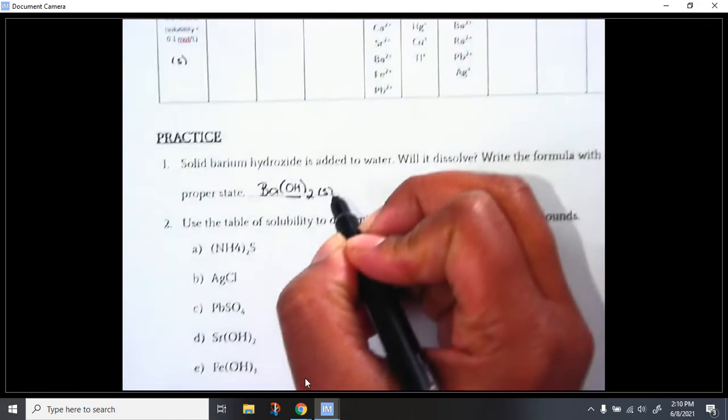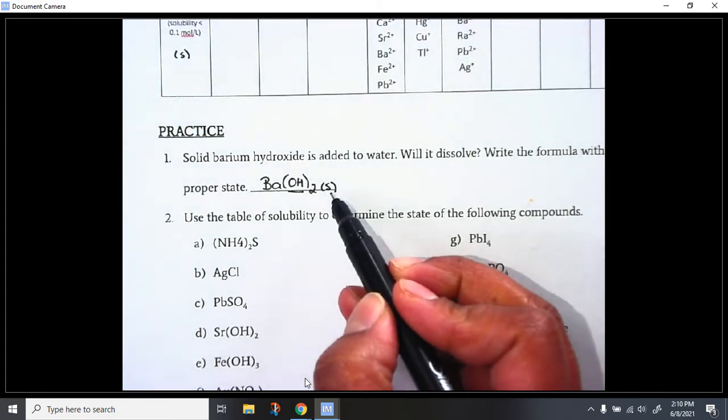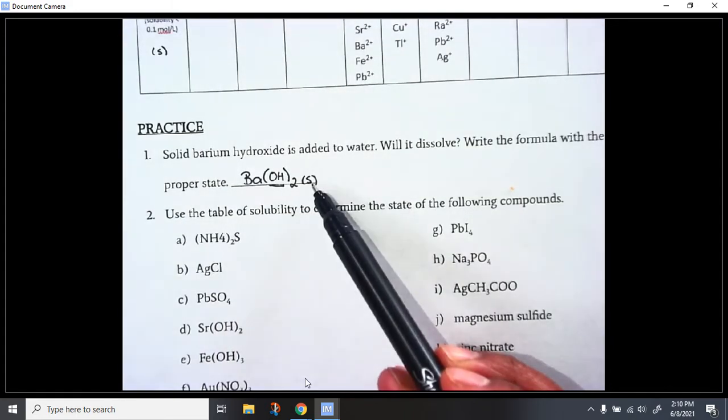Now, if you actually worked with this in the lab, you would see that some of the barium hydroxide would dissolve in the solution, but you would still have a lot of the crystals in the bottom of the solution. So a lot of it doesn't dissolve. That's what that slightly soluble refers to, is that only some of it will dissolve. So we give it a state of solid.